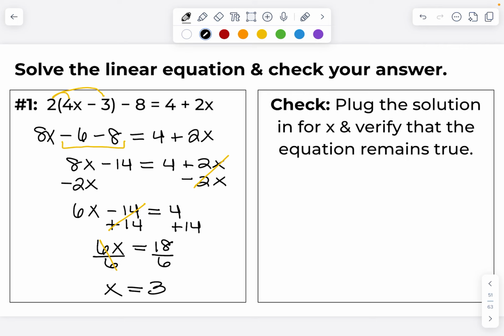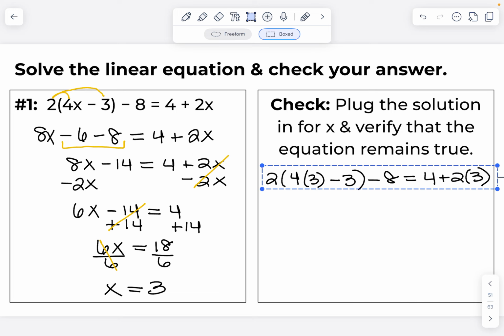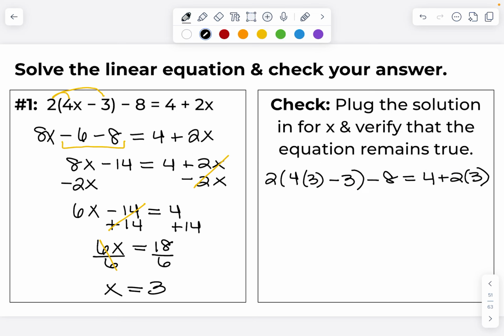You can always check your work when you do these types of problems. To check, we can take my value for x and plug it in. So instead of x, I'm going to plug in a 3. Four plus 2, and then again, instead of x, I'm plugging in a 3. Now we can verify that this equals is true. I want to know, is that equals true?